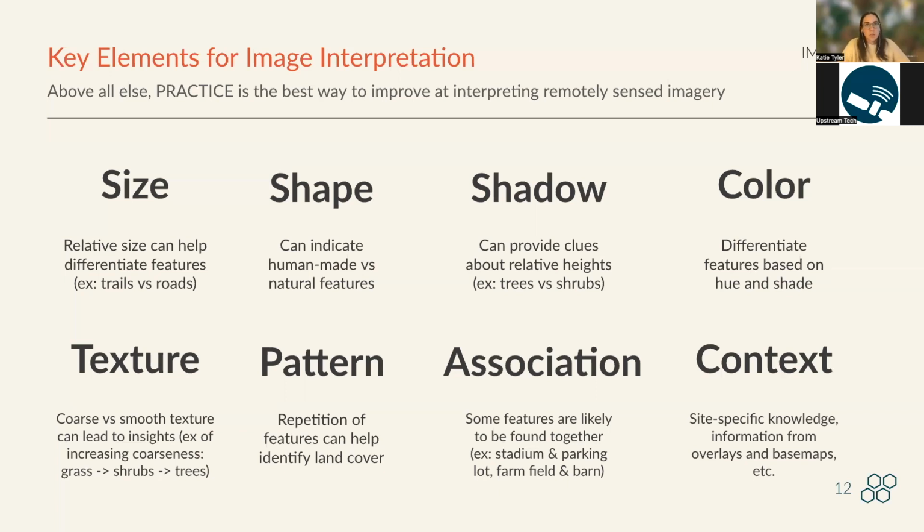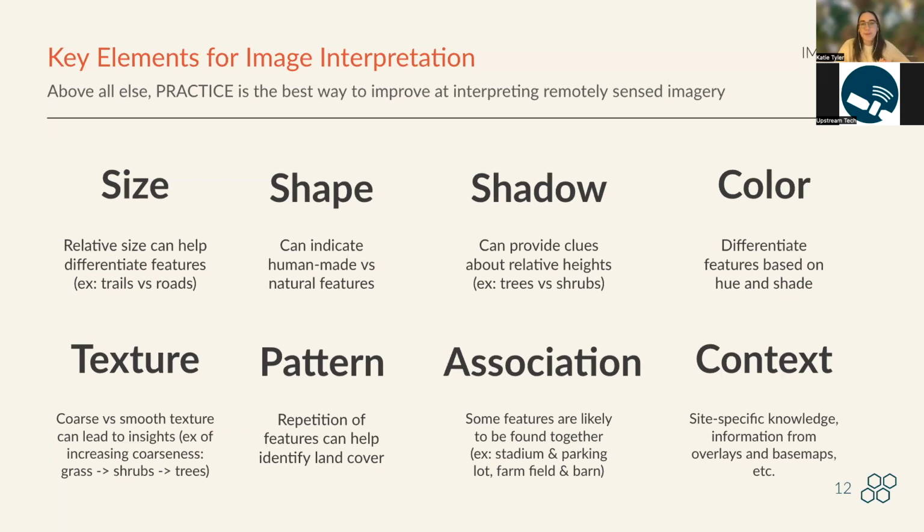Association, I think this one is really helpful to keep in mind. Certain things are likely to go together. If we see a playground and a building right next to it, we can probably assume that building is a daycare or an elementary school. If we see agricultural fields and a structure in the middle, we can probably assume that structure is a barn or maybe a farmhouse. So thinking about what things are likely to go together can really help us figure out what we're looking at.